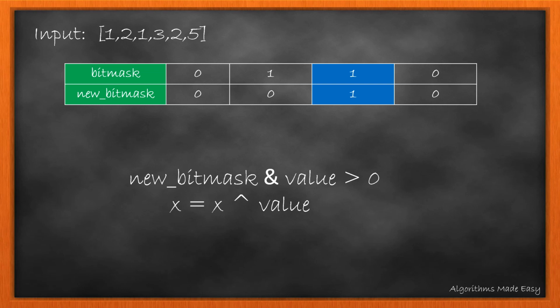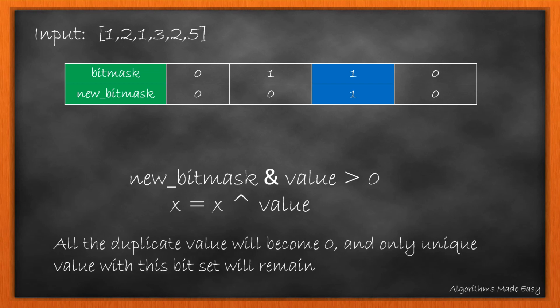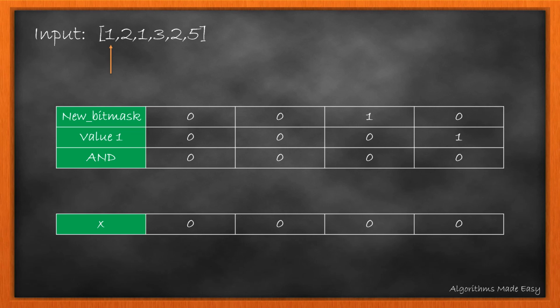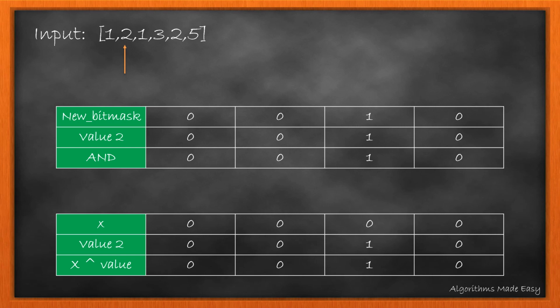We will then update the variable x with its XOR with the element. Doing the XOR with x helps us in removing the duplicate numbers which will also have the bit set. Remember, XOR removes duplicate elements. This property is useful. We'll start our looping from the first element and then we will find whether the AND operation of the new bitmask and value 1 gives a result greater than 0 or not. As it does not, we move to the second value. Now the AND operation gives a greater result. So we will update x with the XOR of x and value 2.